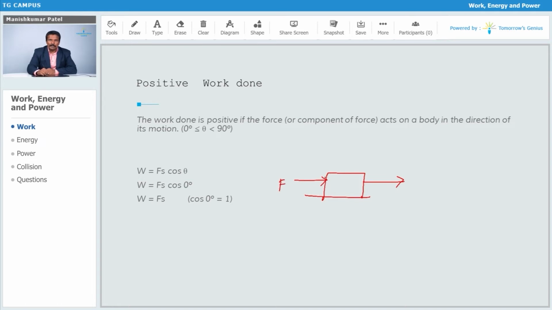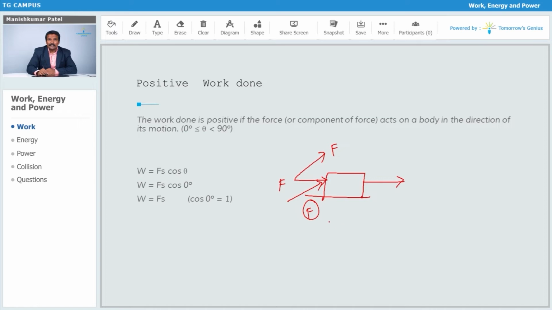Now the force might be applied at an angle from 0 to 90 degrees. So I can even apply the force in this way on this block, for example. So this is the angle, and it has to be between 0 to 90 degrees. Then you can say that the work done is positive.